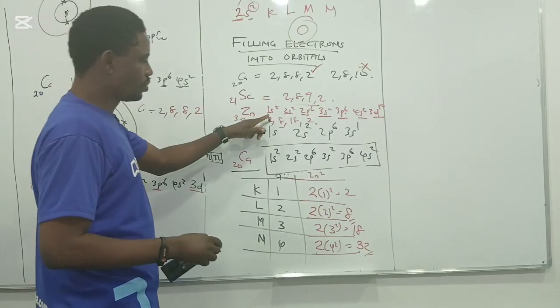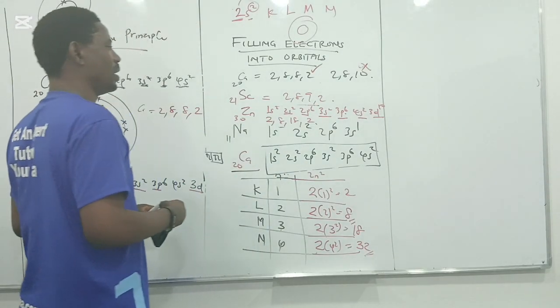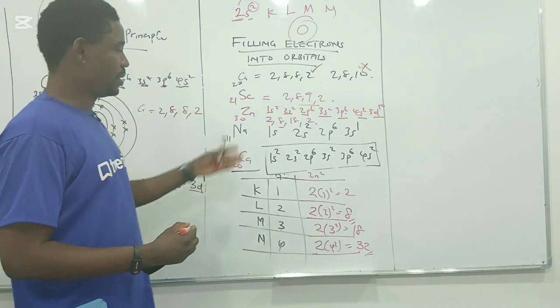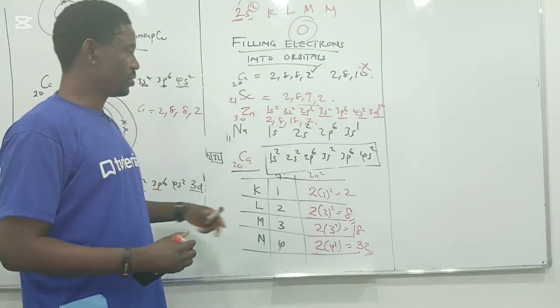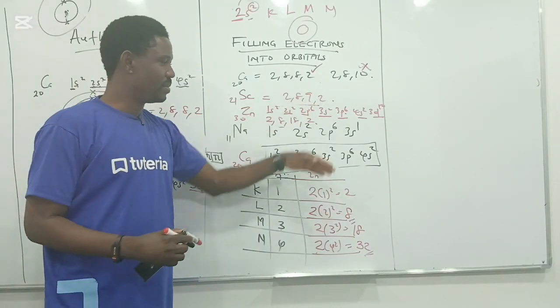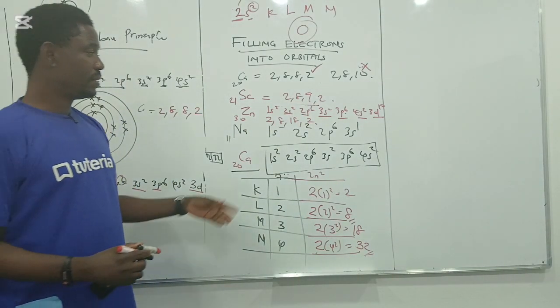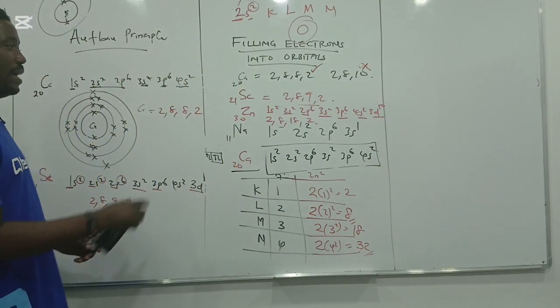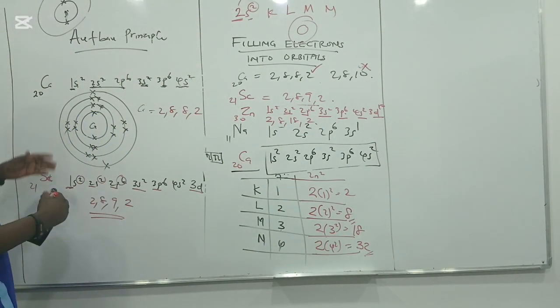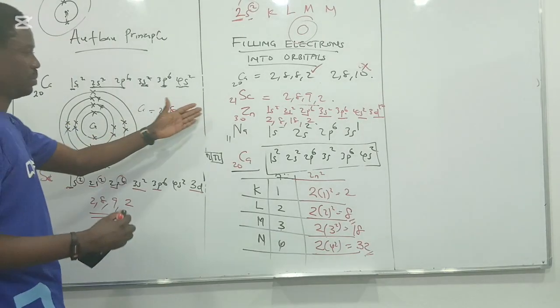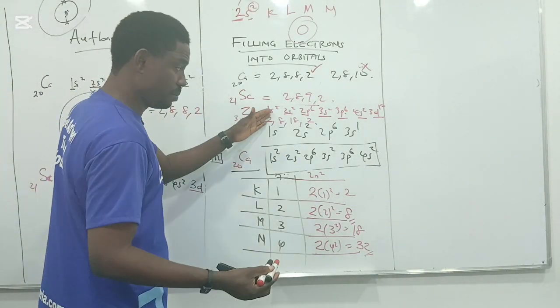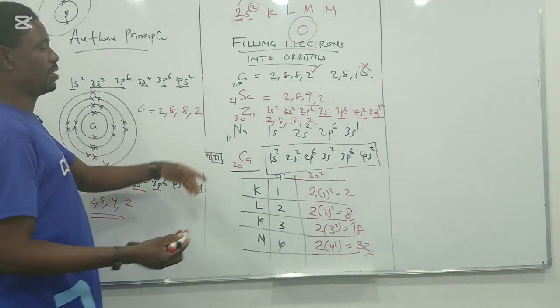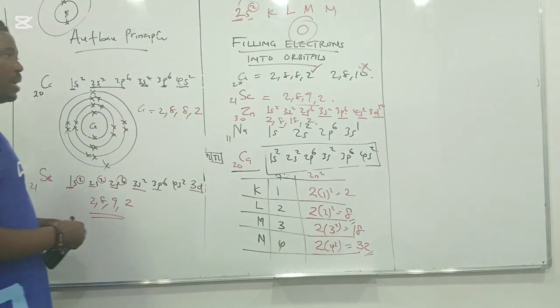So you just use this to work out the number of electrons in each shell. The third shell can actually accommodate more than 8, and at the same time the fourth shell can accommodate more than 32. I just want you to see how we can use the Aufbau principle by filling up the orbital configuration and use it to interpret into shell notation.